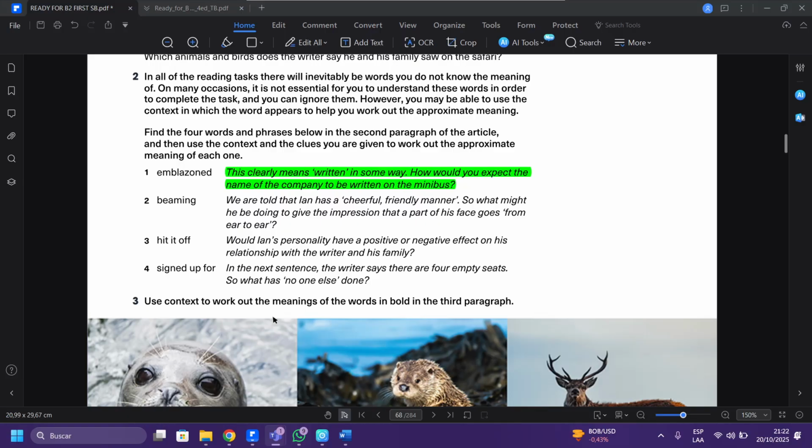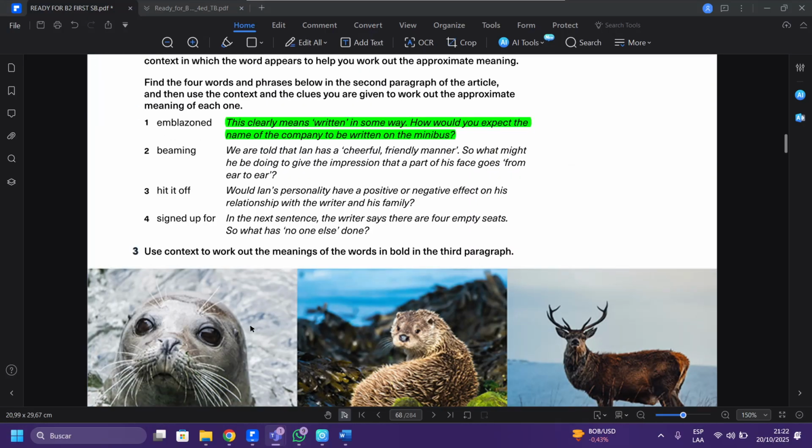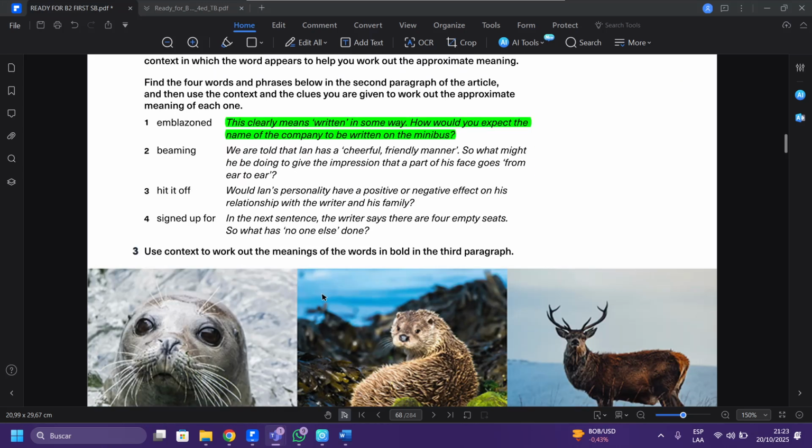And the last one is sign up for. Sign up for means to agree to do something or to book. In Spanish we say inscribirse en, o inscribirse a, ya sea un programa online o un evento, un curso. Signed up for. That is the meaning. I think it was a little bit difficult, right? Sign up for, inscribirse. ¿Y alguna relación con book, no? Booked. Registrarse. Yes. Booked as well. Sí, también.